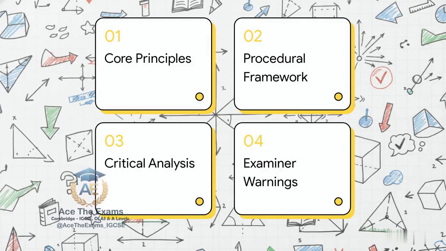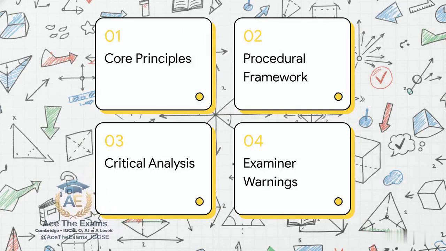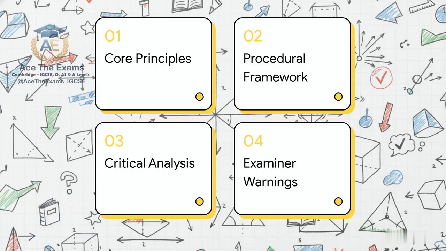So, to absolutely secure that 15%, our strategic blueprint today covers 4 critical areas. First, core principles. Second, the procedural framework. Third, critical analysis. And fourth, the examiner warnings.